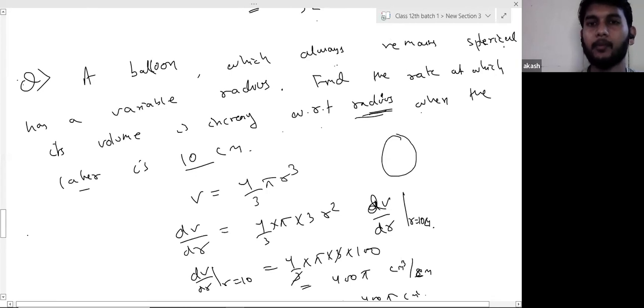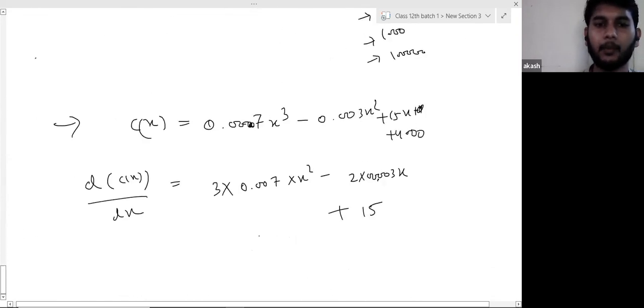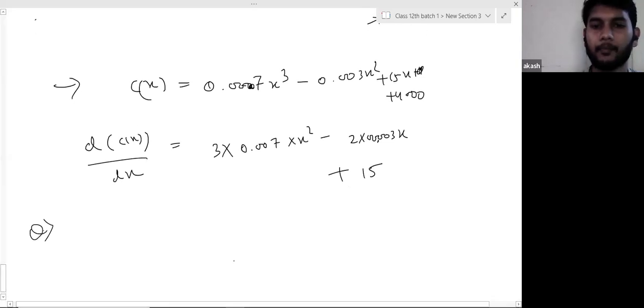Right? A balloon which has always remained spherical has a variable radius, first line is same, but they have given you the equation, right? Who can tell me how to solve the second question of the assignment? Units. They have not written any units in the second question. So just assume the units according to you.